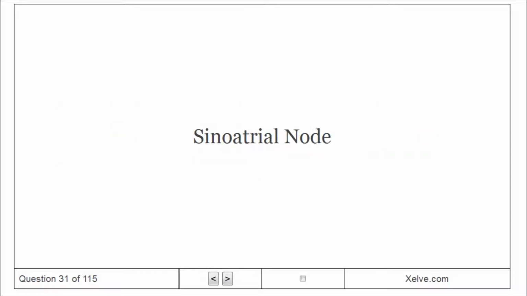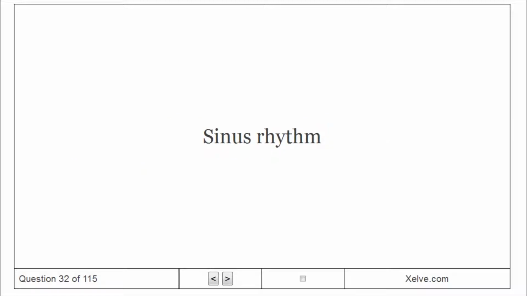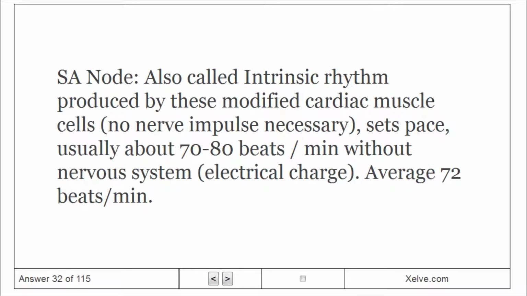Sinoatrial node. Pacemaker of the heart, located at the superior vena cava, right atrium junction. Sinus rhythm, also called intrinsic rhythm, produced by these modified cardiac muscle cells. No nerve impulse necessary. Sets pace, usually about 70 to 80 beats a minute without the nervous system's electrical charge, average 72 beats per minute.